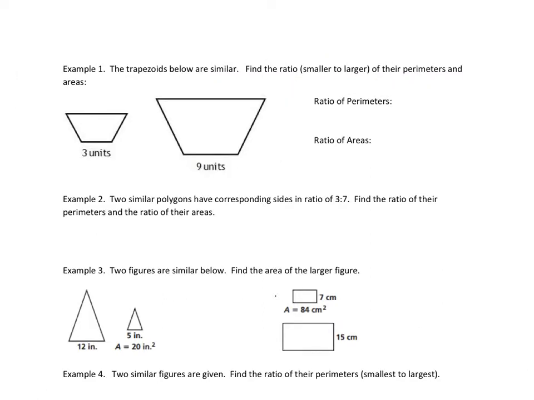Okay, then example 1. The trapezoids below are similar. Find the ratio, smaller to larger, so make sure that you're paying attention to which one you're supposed to write first, of their perimeters and their areas. So I can tell that this similarity ratio from smaller to larger is 3/9. You could also write it as 3 to 9, but we want to reduce this and write it as 1/3 or 1 to 3. So I'm going to write it as 1 to 3. The ratio of the areas is square them. So it's going to be 1 squared over 3 squared, or 1 to 9. So the ratio of the areas is 1 to 9.